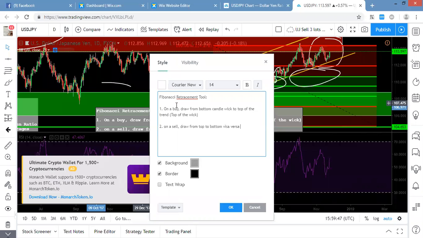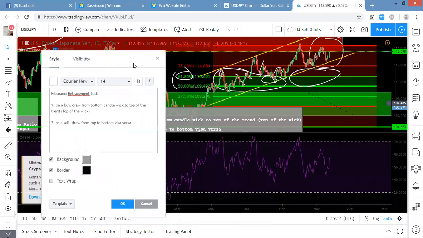So we're looking at the most recent trend, right, which is what we marked up. That's why we do market structure first, and we draw it from top to bottom or from bottom to top.